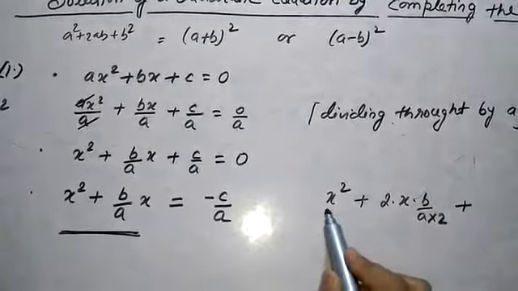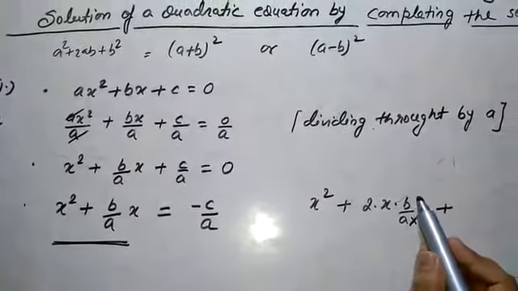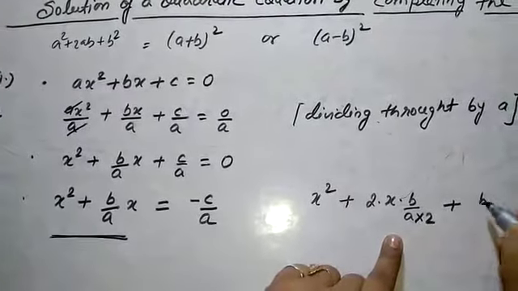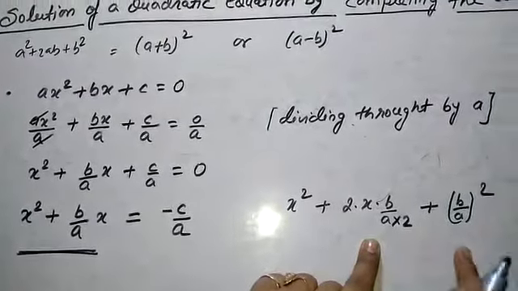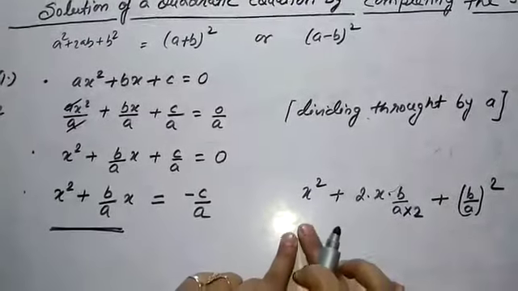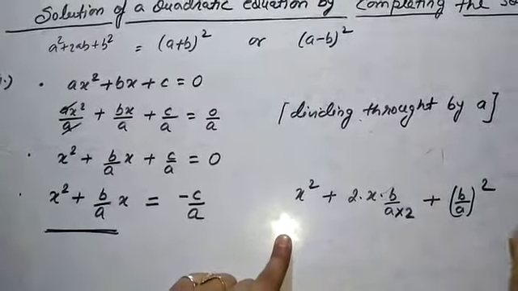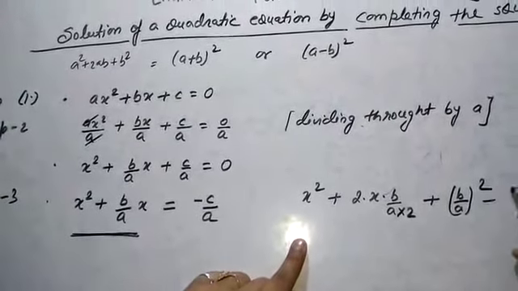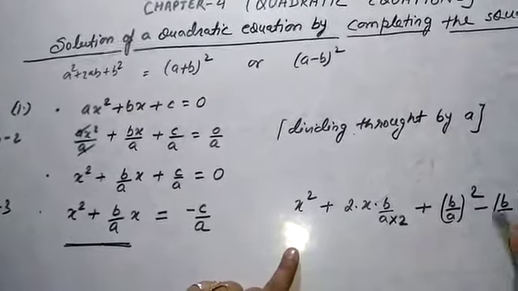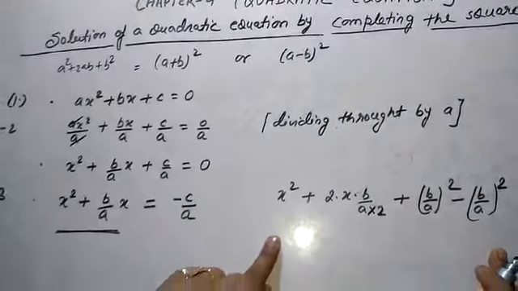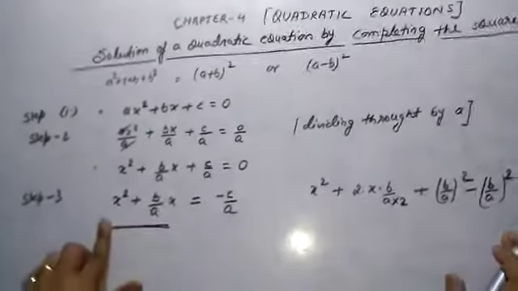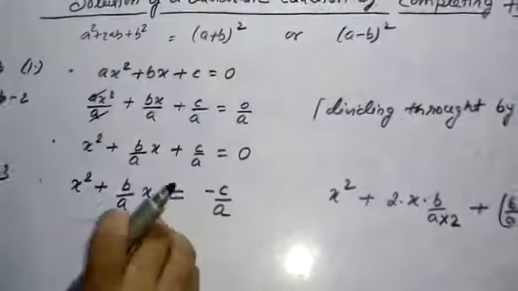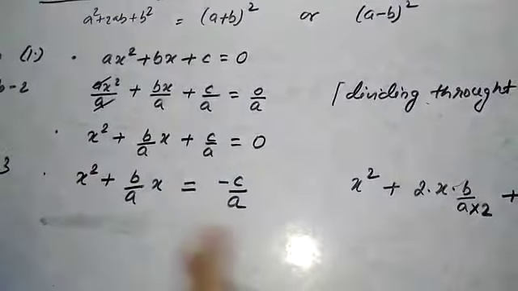Here the first term is x square, second term is b by a. So it means we need b by a whole square here, so that we can convert this into x plus b by a whole square. So since we are adding b by a whole square, we have to subtract b by a whole square also. Okay, so what we have to do, we have to see how we can convert this LHS term into a plus b whole square form.